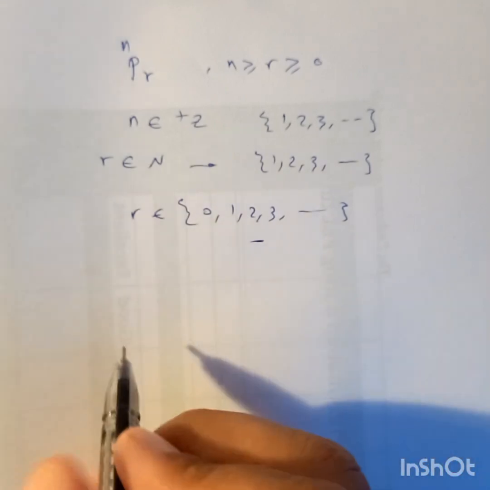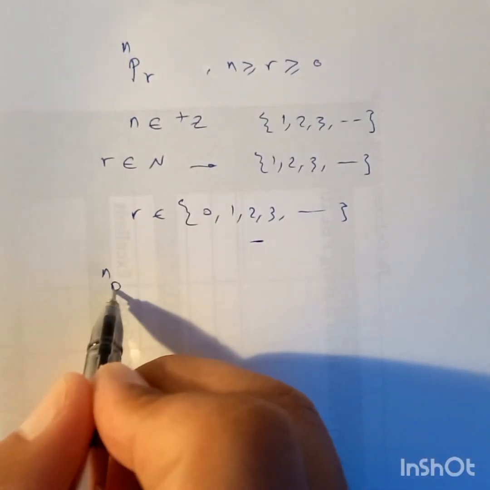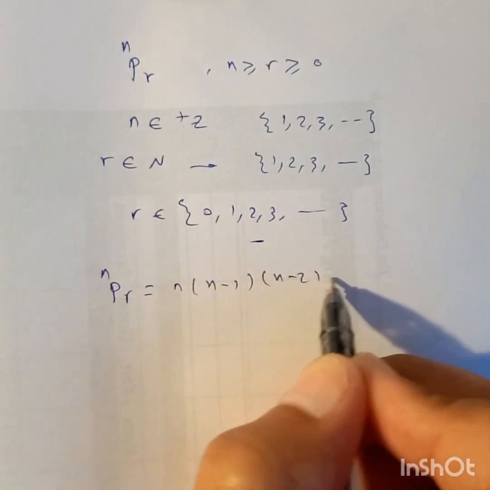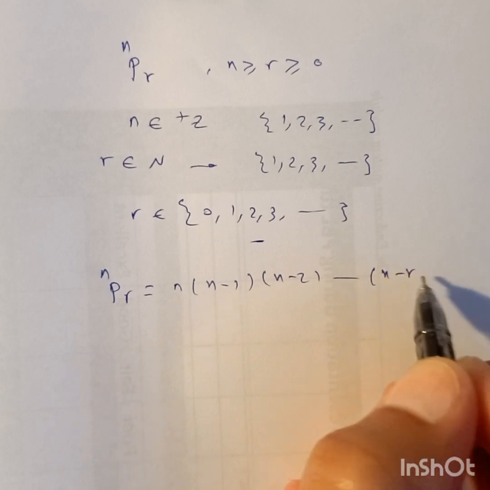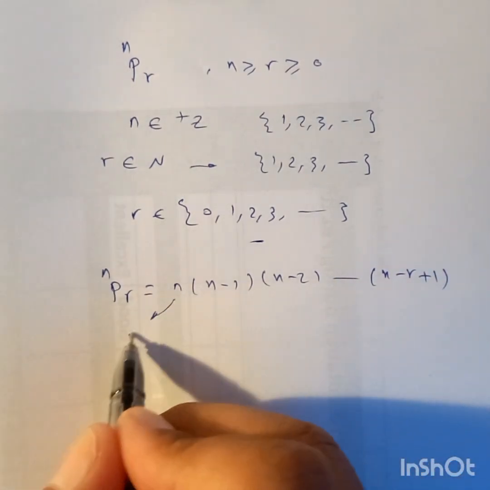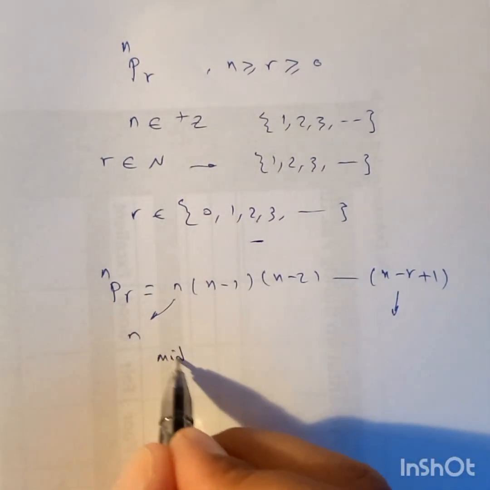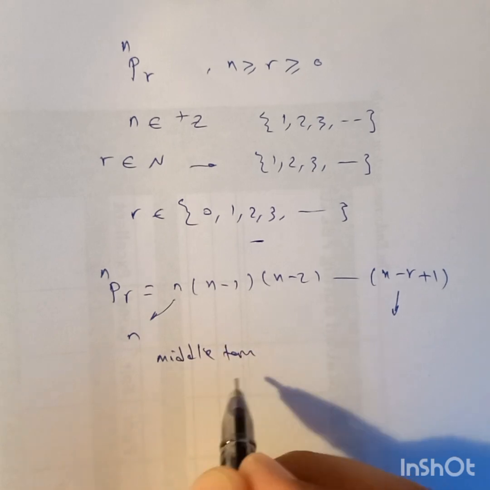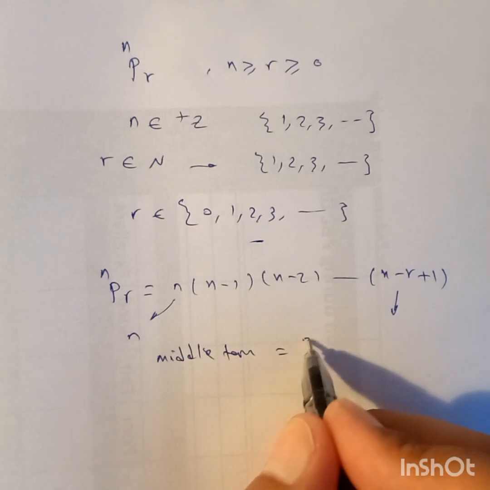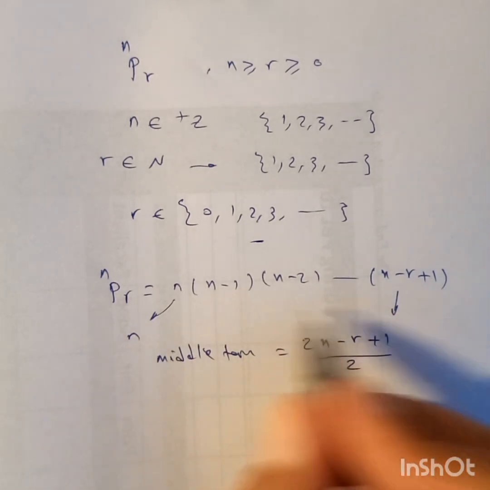Here we have some notes or remarks about permutation. As we said, nPr equals n times n minus 1 times n minus 2 and so on till n minus r plus 1. Here this is a series. The first term is n, the last term is n minus r plus 1, then the middle term equals n plus n minus r plus 1 over 2, then we have 2n minus r plus 1 over 2. This is the middle term of this series.